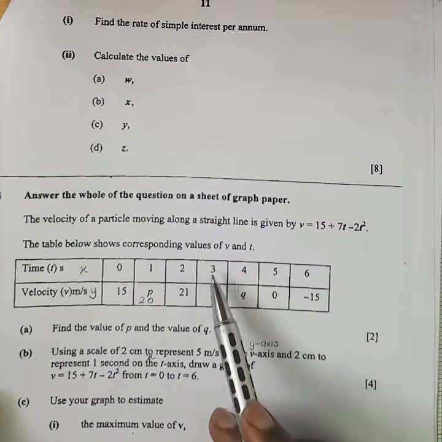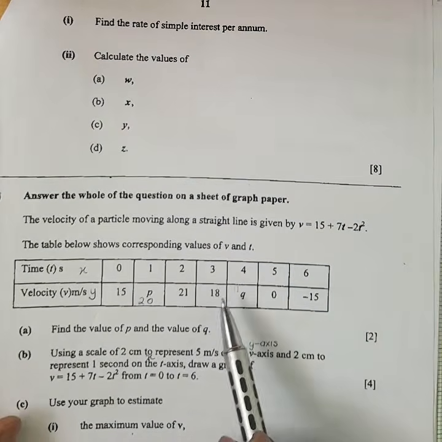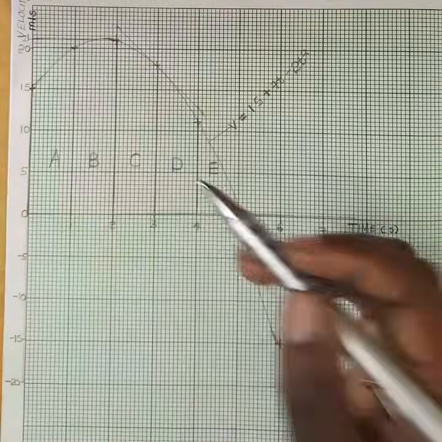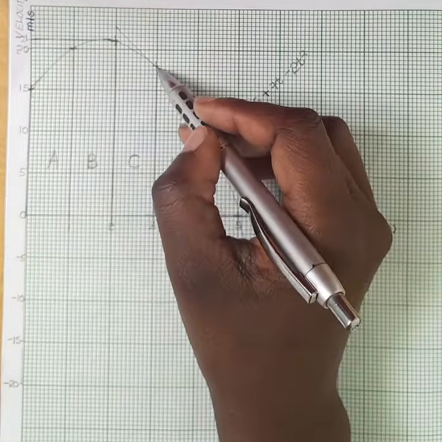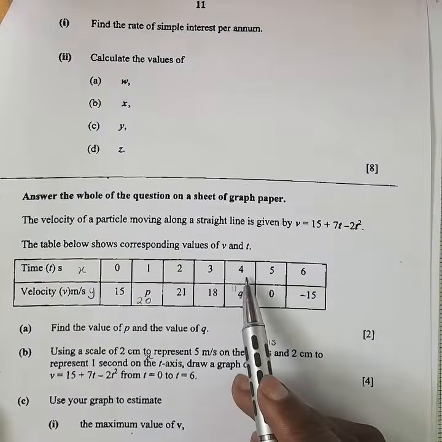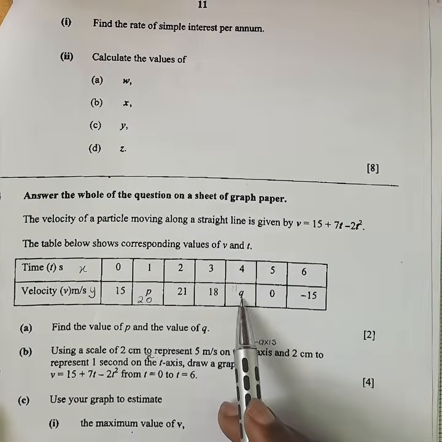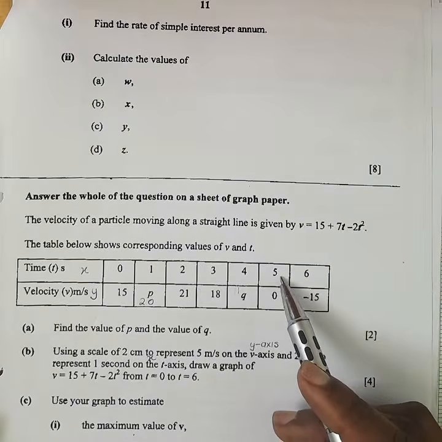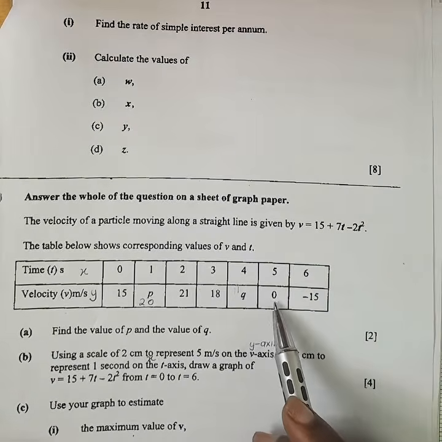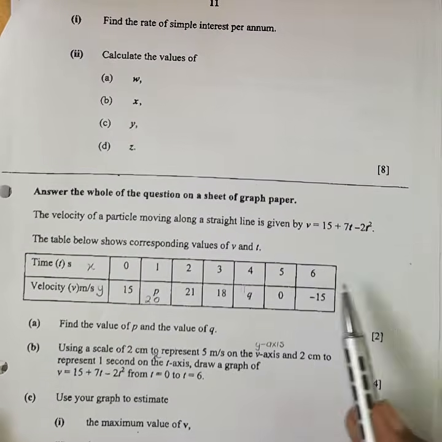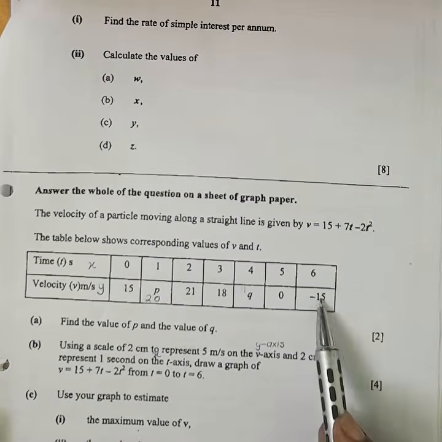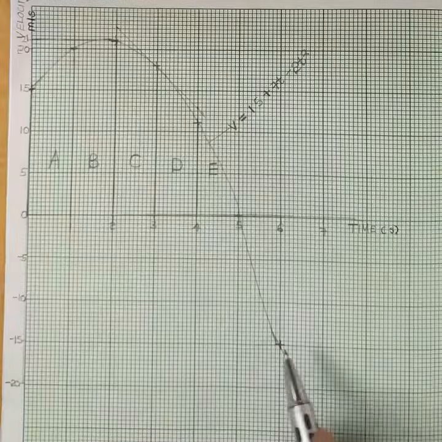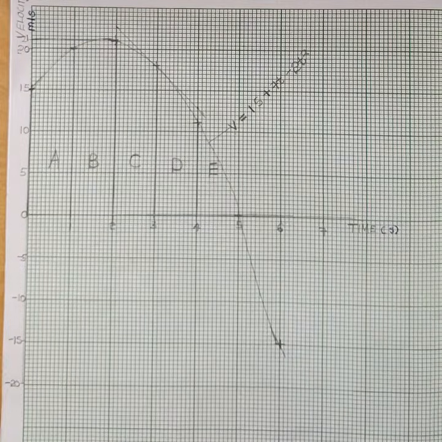And then 3 in the x-axis should be in line with 18 in the y-axis. So this is our 3 and this is our 18. We plot that point. 4 in the x-axis should be in line with 11 in the y-axis, so it is this point that we are going to plot. And then 5 in the x-axis should be in line with 0 in the y-axis. It is this point. And then finally, 6 in the x-axis should be in line with negative 15 in the y-axis. So it is this point that we are going to plot.